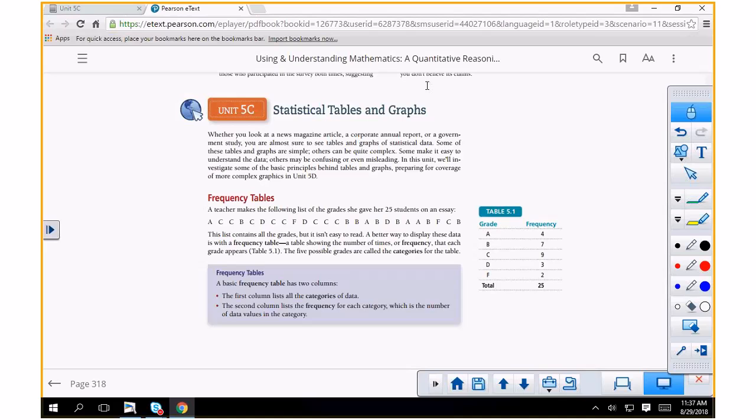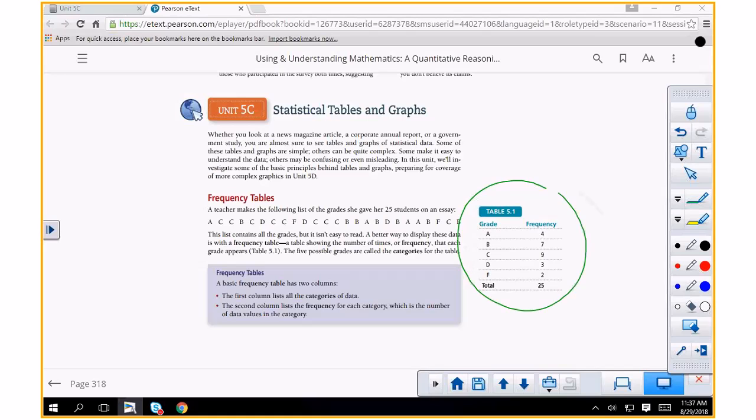Okay, we talked about frequency tables, and the frequency table is right here. Let's change the color. There we go. There are two types of frequency tables. There's qualitative, and the what? Quantitative.